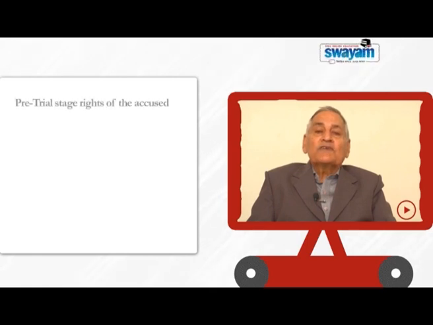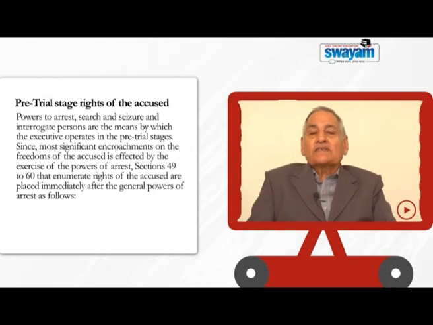Now we come to the pre-trial stage rights of the accused. Powers to arrest, search and seize, and interrogate persons are the means by which the executive operates in the pre-trial stages.